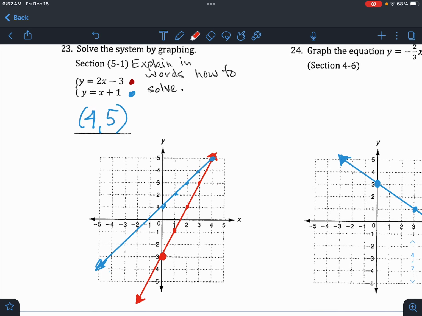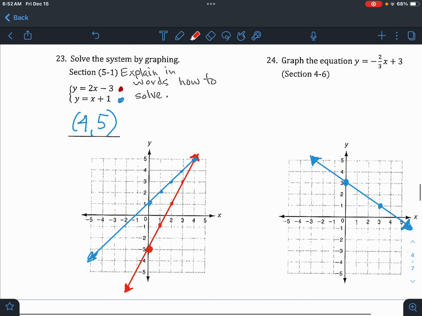On 23, we're asked to solve by graphing. I graphed the first equation in red because my y-intercept is -3 and my slope is going up 2 and over 1. I put that point in several times so that I can really check to make sure where it's going to collide. I draw my line using a ruler and include my arrows.